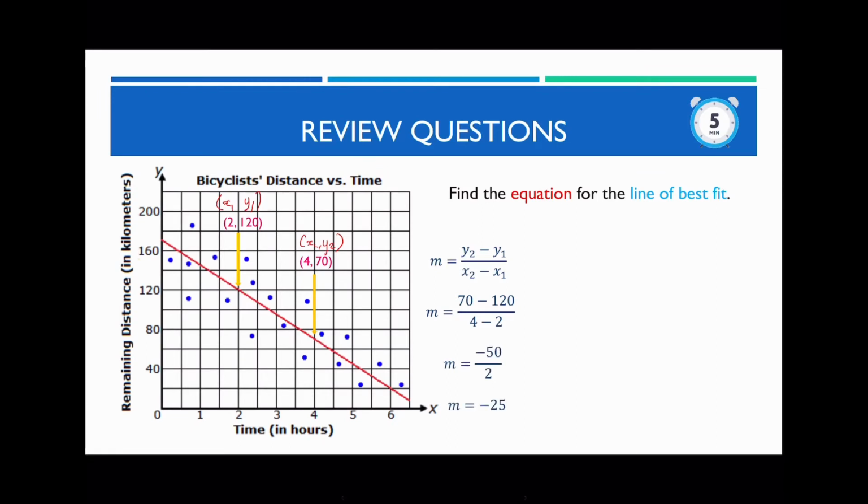Now, once we've calculated the gradient, all we need to do now is calculate the y-intercept, okay, guys? So firstly, I'm going to substitute my m value because I now know what the m is. This is, as I said, the general formula of the general line. So therefore, substitute this in.